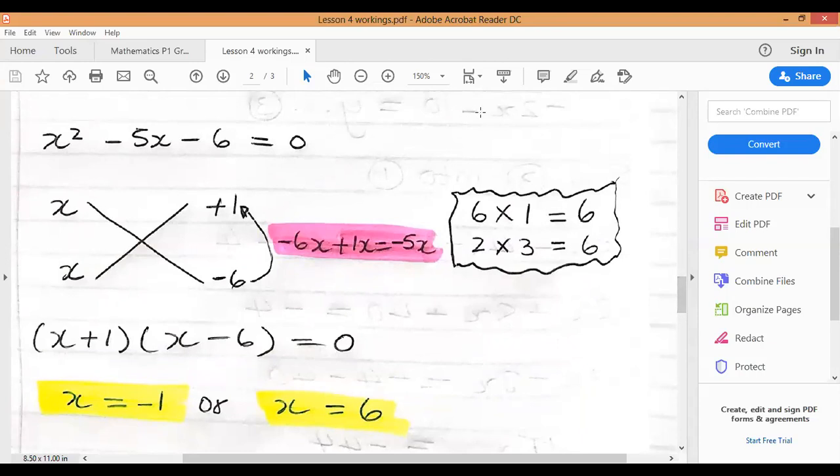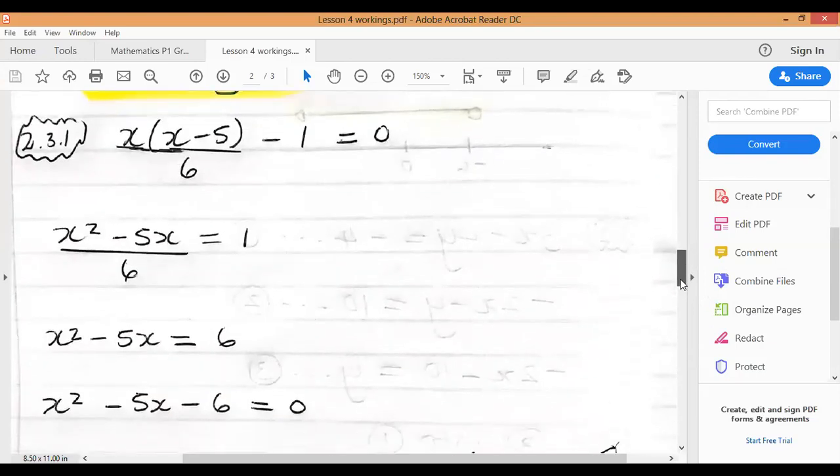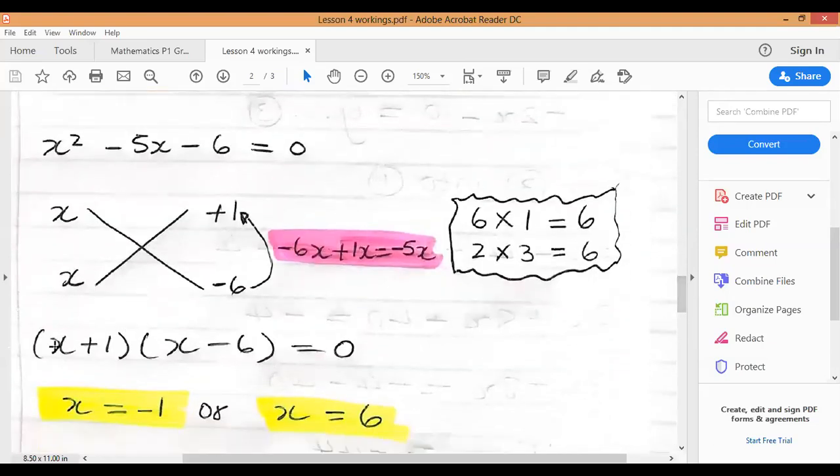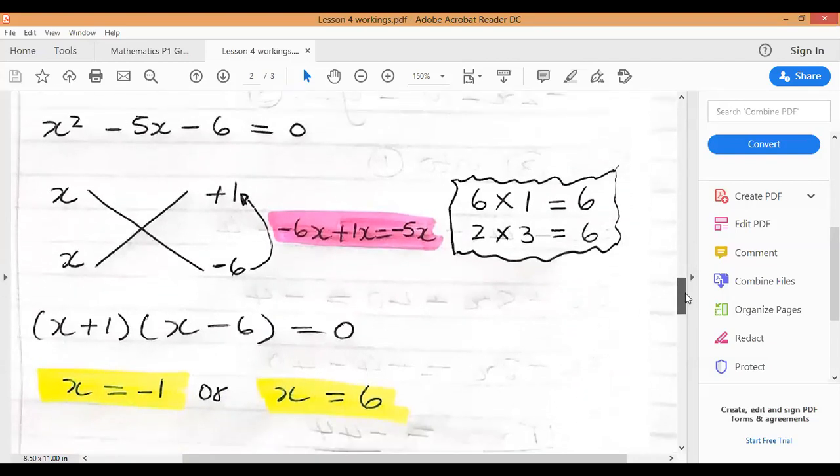Perfect. Okay, I think you've been helped, Alwande. Oh, okay. So guys, you are speaking about 2.3.1. Basically, remember, you're transposing 1 to the other side. When you transpose 1 to the other side, where there is 0, x equals -1. When you transpose 6 to the other side, x equals 6. Does it make sense? Okay, that's perfect. I hope you guys are being helped.